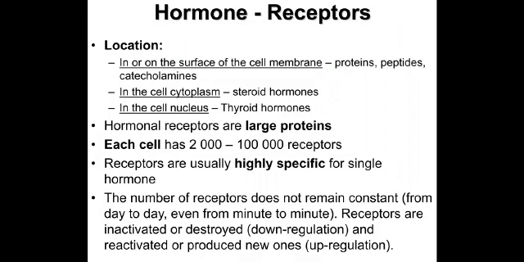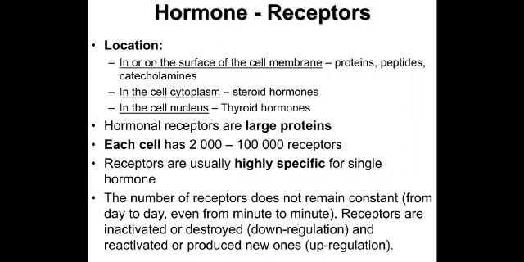The hormone receptors are mostly located on the surface of the membrane for the protein, peptide and catecholamine hormones. In the cell cytoplasm, we have the receptors for steroid hormones. So steroid hormones bind to cytoplasmic receptors, whereas thyroid hormones bind to nuclear receptors. Hormone receptors are large in number; they are modified proteins having specific binding sites for the respective hormone. The receptors are present on the surface or inside the cell, which can be nucleus or cytoplasm. Each cell has 2000 to 1 lakh receptors. The receptors are usually highly specific for a single hormone.